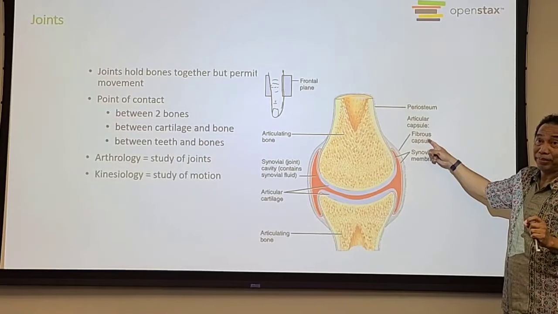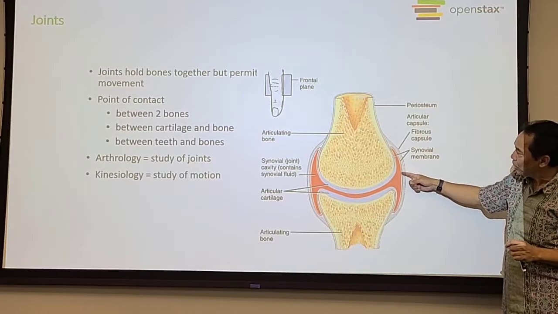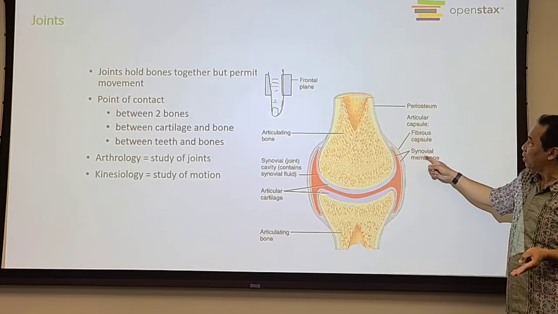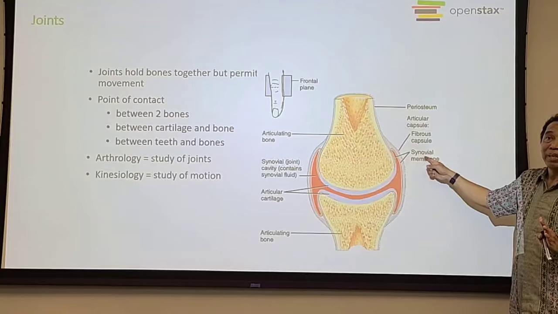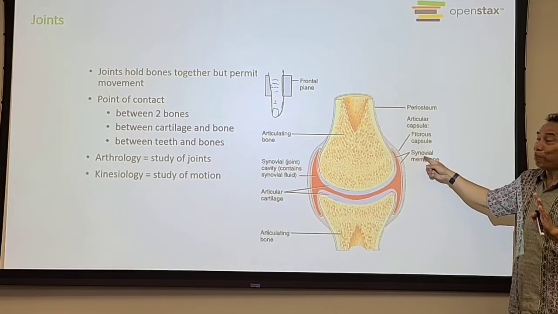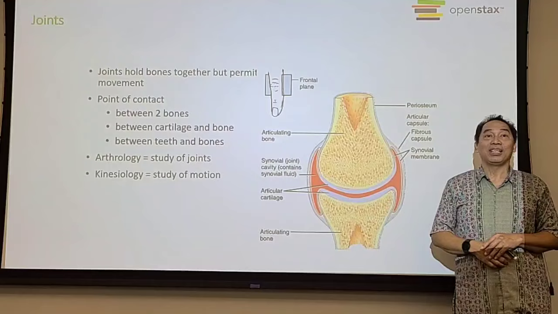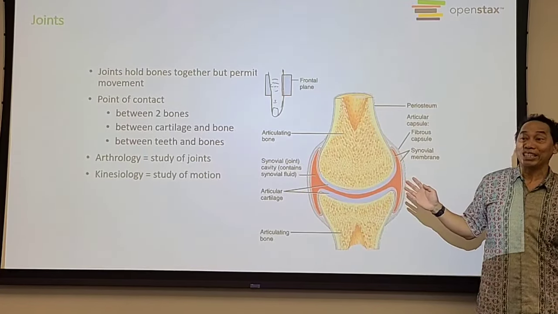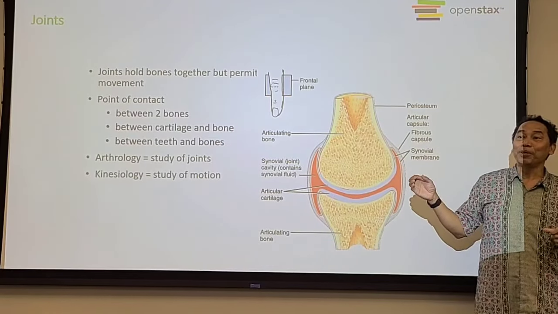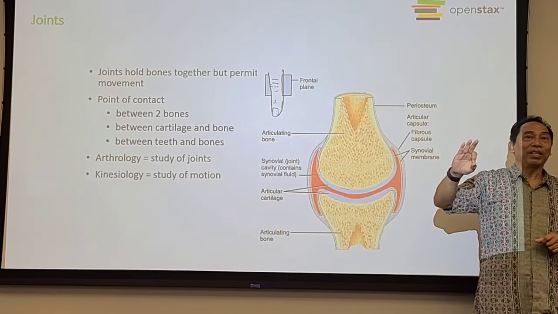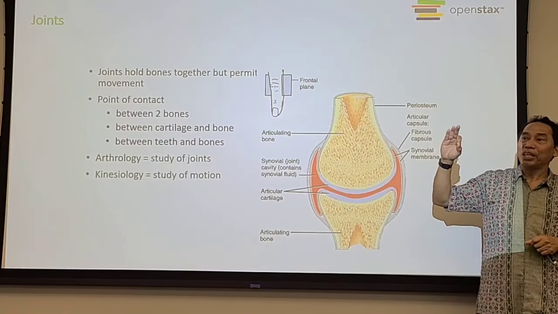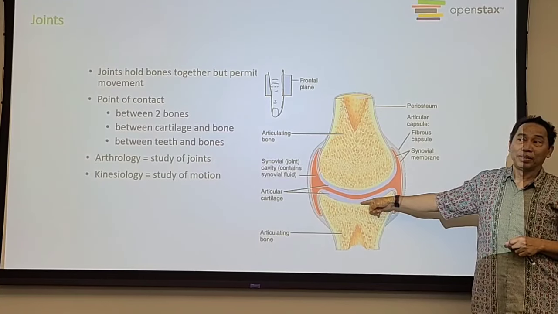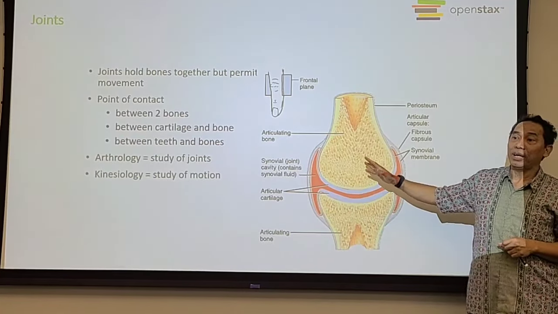It is hard, okay? The second layer is a little bit softer, it is inside, and this layer is called the synovial membrane. This layer is the one that produces the synovial fluid. You see the connection, okay? Make sure you memorize this. Synovial membrane produces what? Synovial fluid. What is the synovial fluid function? Lubrication and carrying nutrients for the articular cartilage. Okay, you see that connection? Yeah, you see that function.